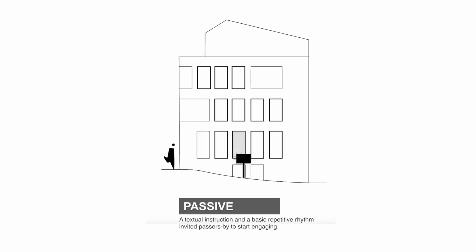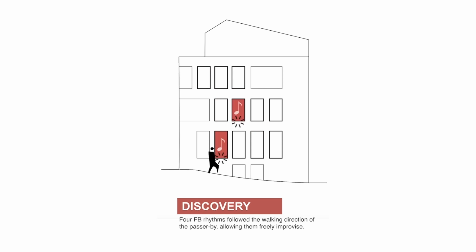In the passive phase, assignment instructions and a repetitive rhythm invite passersby to stop and engage. In the active phase, the passerby learns different rhythms through feedforward-driven and is rewarded with a cascade of the whole facade after unlocking 4 sequential rhythms. In the discovery phase, the passersby can improvise freely with the rhythms by moving across the passageway and are rewarded again when they unlock all 4 rhythms of feedback-driven.